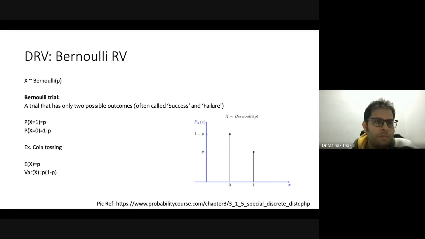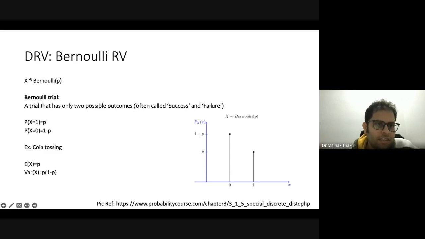So what is a Bernoulli trial? Let's understand first. A trial that has only two possible outcomes, often called success and failure. Let's say you are tossing a coin. If you consider head as success, tail as failure, this is a Bernoulli trial. Tossing a coin is a Bernoulli trial.